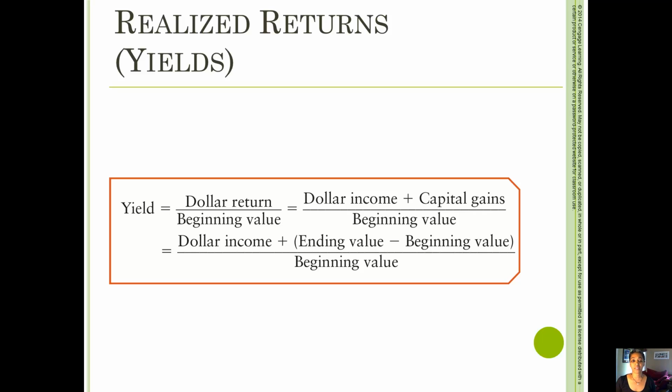Realized returns, or sometimes we call them yields, are another word for the cost of money, quite simply. And so a yield is the dollar return divided by the beginning value. That dollar return is going to be your income from whatever asset we're discussing, plus any capital gains that you've earned, again divided by the beginning value. Capital gains, if we break that down, is just the ending value minus the beginning value.